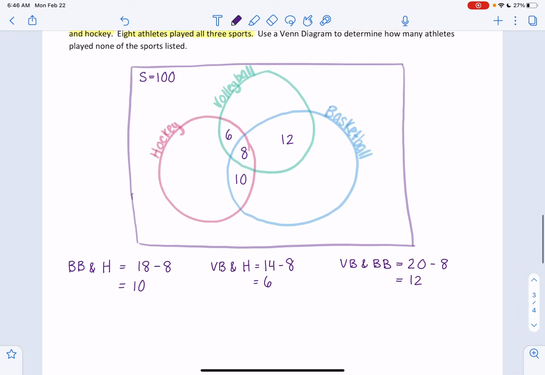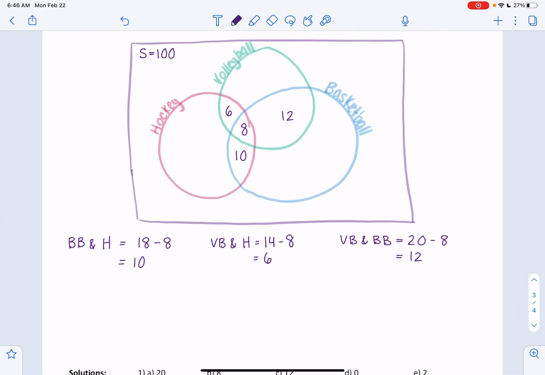Now let's look at the students who only play one sport. So if I want to look at just hockey, in the question, it says that 50 athletes play hockey. So I need to subtract the hockey and volleyball, and subtract the hockey and basketball, and subtract the students who play all three. And that leaves me with 26 players.